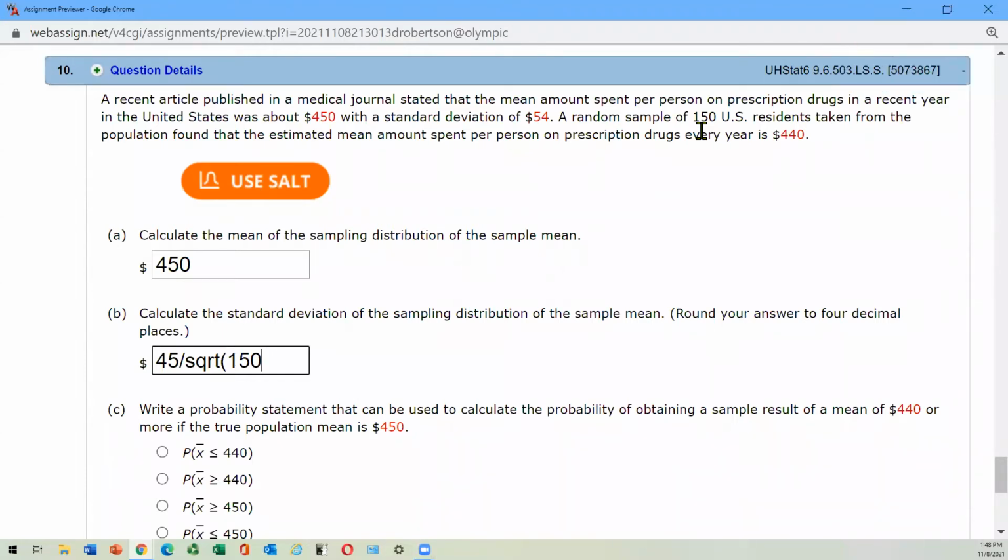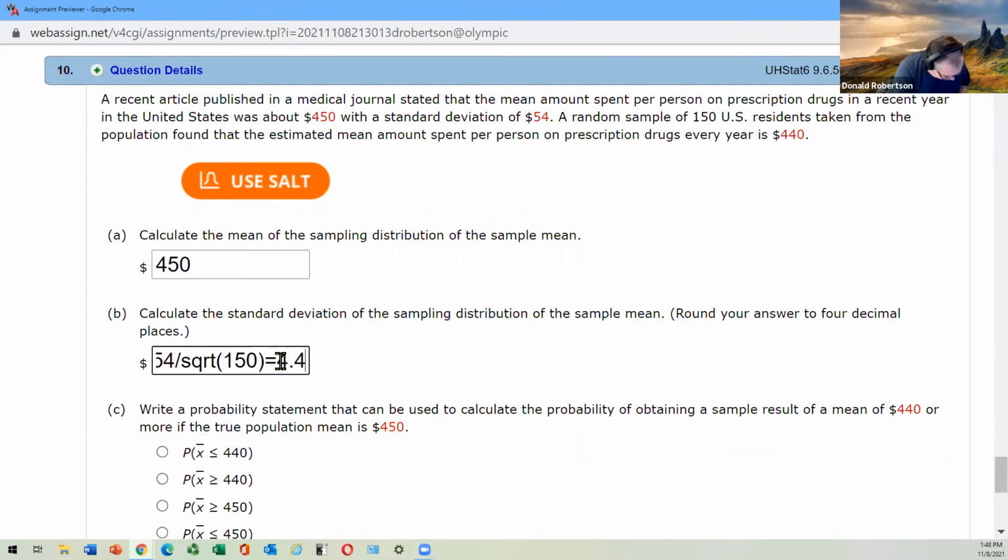Why is that 45? Yeah, I was just about to ask that. It's not 45, it's 54. I did that deliberate mistake to see if you were paying attention. No, I didn't. It was a mistake. Okay, so 54 divided by the square root of 150. And the answer I get is 4.4. What do you want? 4 decimal places? Okay. I have 4.4091. There we go.